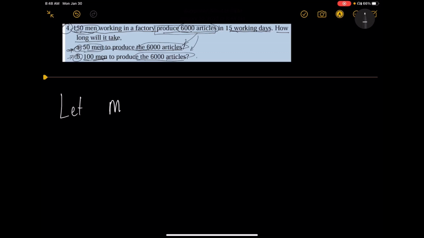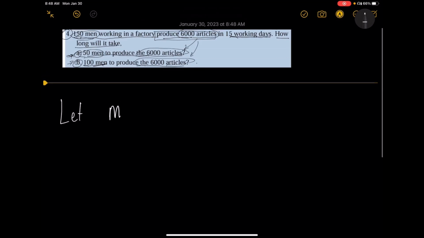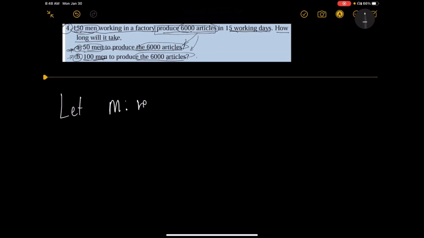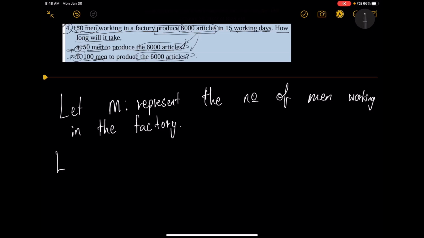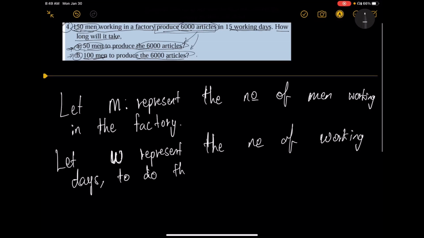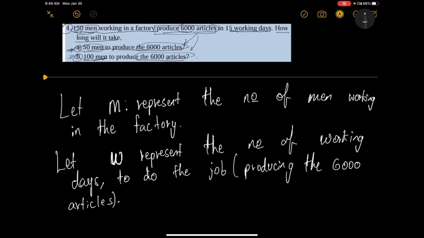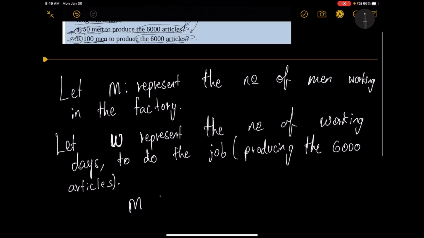Let m represent the number of men working in the factory. Let w represent the number of working days to do the job. What is the job? Producing the 6000 articles. As the number of men increases, the number of days they work decreases.